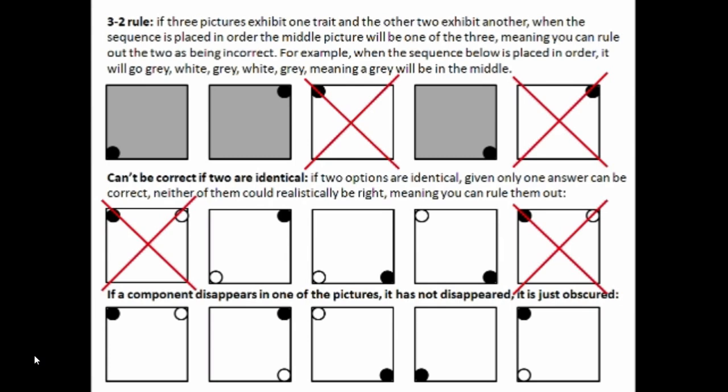And the bottom point there is just about if a component of the picture seems to disappear momentarily, then it hasn't actually disappeared most likely, it's just hidden behind another part of the picture. So if you see here, the white ball is present in 4 pictures, and it's not visible in the 4th. So the assumption you have to make is that it hasn't disappeared, it's just hidden behind the black ball. So just keep that in mind.